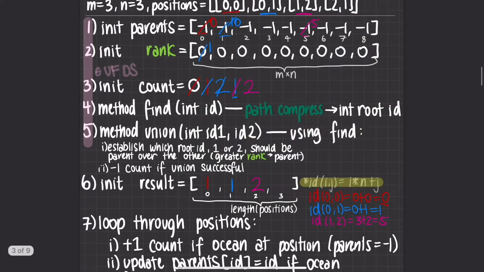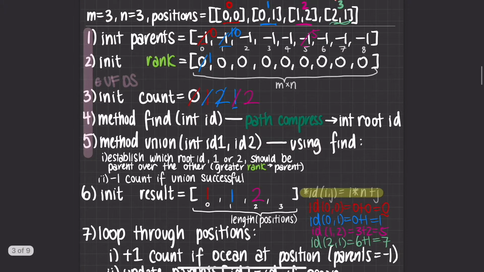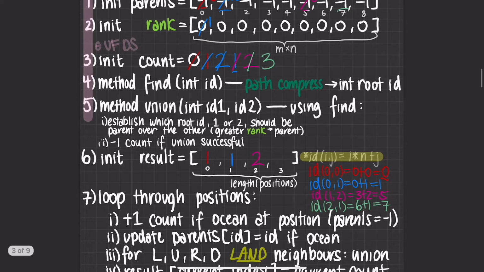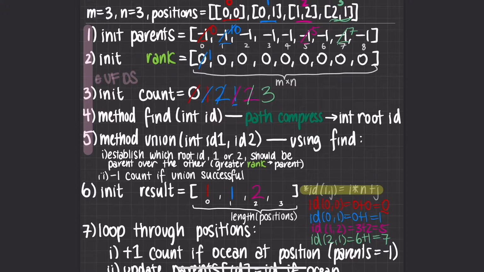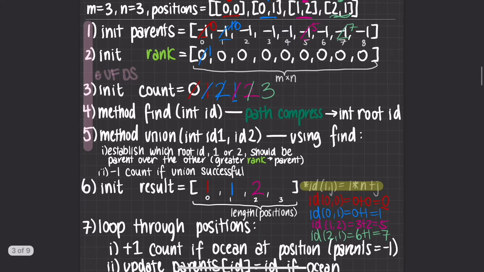Next over, we are going to look at 2, 1 right here. So the ID of 2, 1 is going to be 3 times 2 equals 6, plus 1, which is equal to 7. So at 7, you see that it is -1. That's an ocean plot, which means we have to count one more piece of land. And then we also update itself to represent the fact that it's its own piece of land so far. Then we go up, down, left, right to confirm if it has any land neighbors. No, it does not, so we don't union anything. And then finally, for the result, we just update to our current count. And now that we're finished, we return the result.